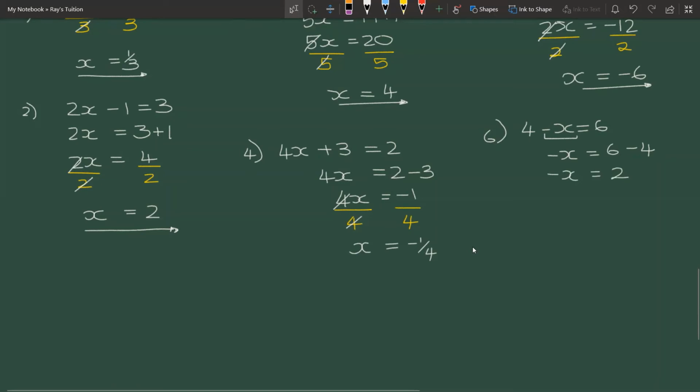Now, x is not positive. We want the x to just be x. And how do we get rid of a negative? We divide both sides by minus 1. So when we divide both sides by minus 1, this minus x, the negatives cancel out, and then we get an x. And 2 divided by minus 1 is minus 2.